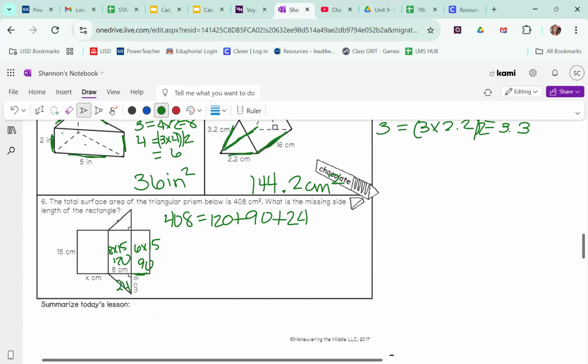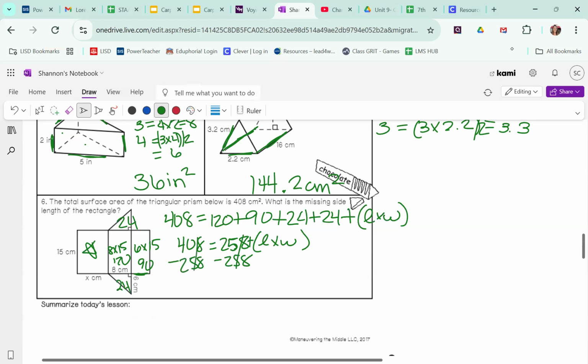So 24, plus the length times the width of this piece. So I get 408 equals 258 plus the length times the width. So I subtract 258 on both sides. Right, so that gives me 150 equals length times width. All right, so then if I know the length is 15, 150 equals 15 times W, divide by 15 on both sides. W is going to equal 10.